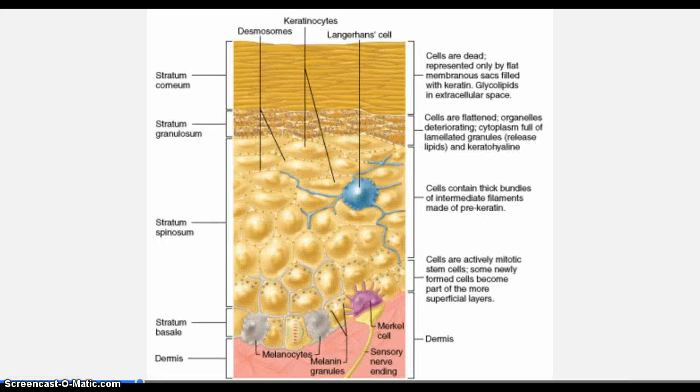So here's a little picture here. The cells start dying in the stratum granulosum because it takes nutrients from the dermis, but there are no capillaries since this is epithelia. So it can keep on sending nutrients up towards the top, but after that it just gets too far in the stratum granulosum, so they start dying there.